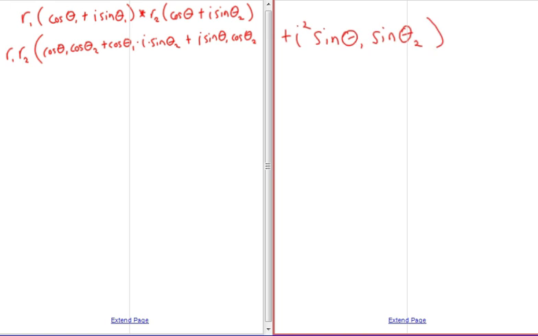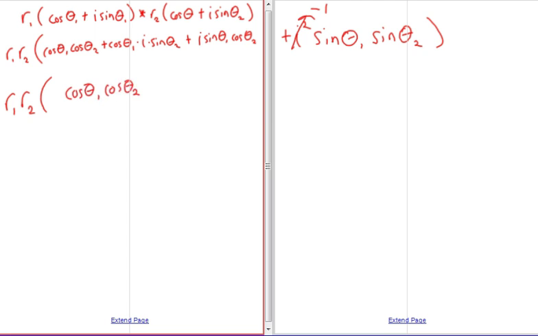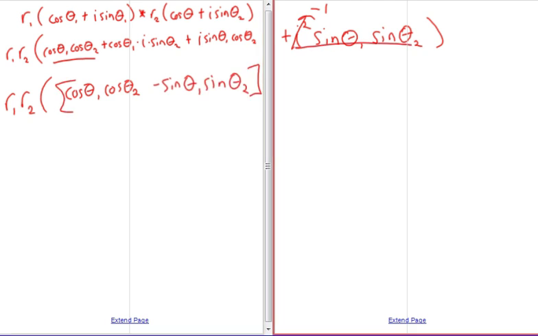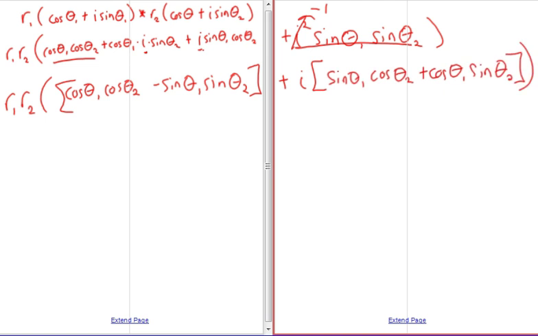Alright, now a couple things that we notice. First off, that i squared is negative 1. So I'm going to write this as cosine theta 1 cosine theta 2, and then this other term here, minus sine theta 1 sine theta 2, bracket that. And then these other two middle terms, if you notice, they both have an i. So I'll factor that i out and have sine theta 1 cosine theta 2 plus cosine theta 1 sine theta 2, and we'll bracket that as well.